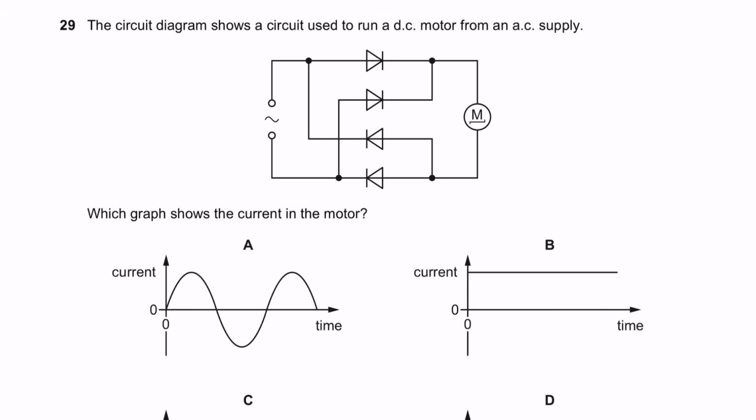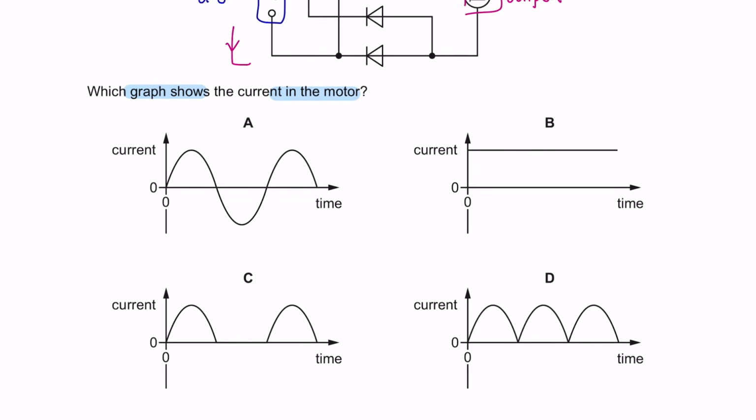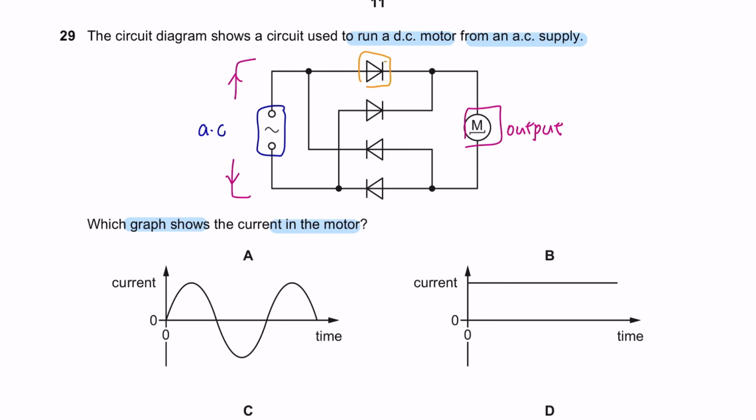Question 29. The diagram shows a circuit used to run a DC motor from an AC supply. This is the symbol for alternating current. Alternating current means that the current can flow in both directions. Which graph shows the current in the motor? And we need to see which graph here describes the output. As you can see here, this is a diode. The function of a diode is to allow current to flow in only one direction.